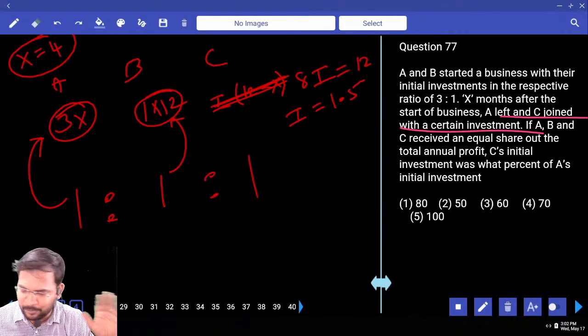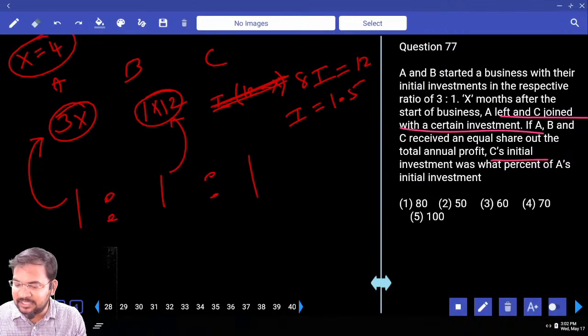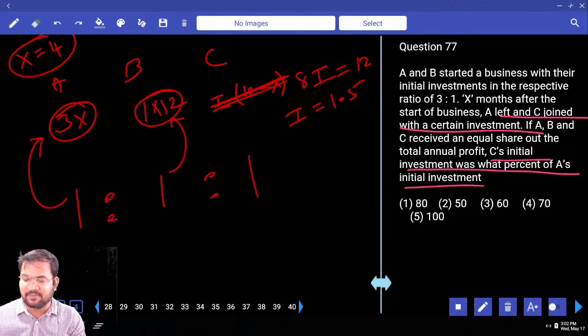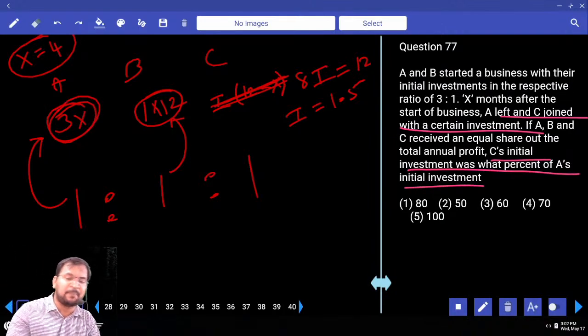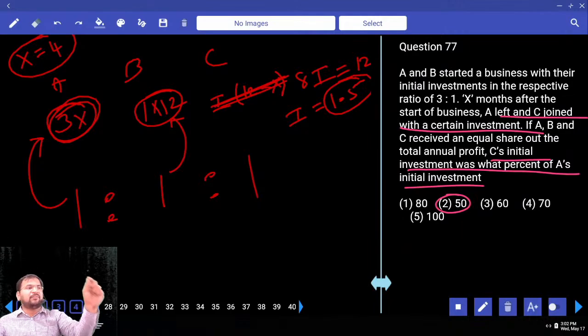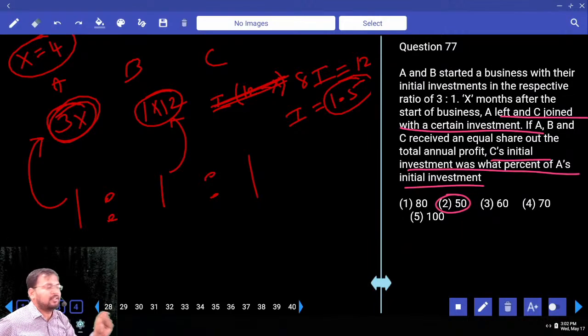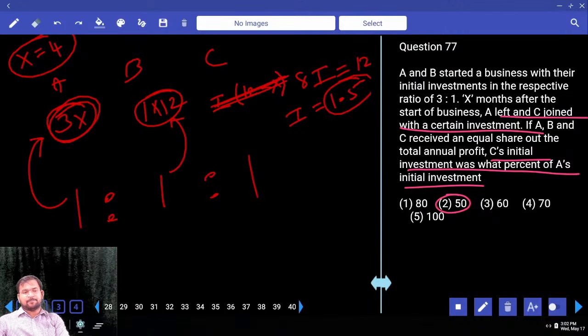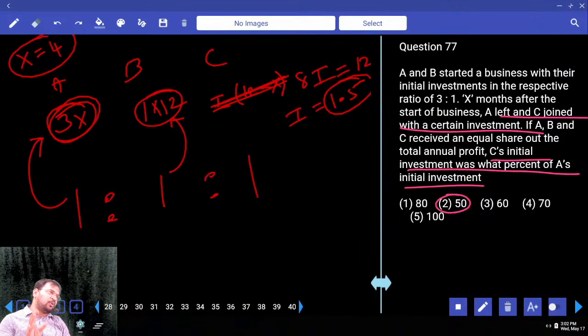C's initial investment was what percentage of A's investment? A's initial investment is 3 parts, C's initial investment is 1.5. Exactly how much percentage? 1.5 is 50% of 3. Your answer is 50%. In place of x, if we keep 4, 8i is equal to 12, so I is equal to 1.5.